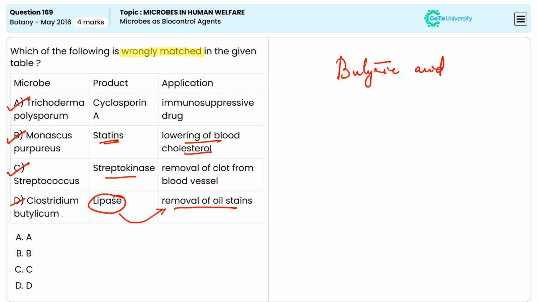Lipase is an enzyme that breaks down fats and oil, and it is produced by other microbes like Aspergillus, Candida, and Pseudomonas, not Clostridium butylicum. So that means here the final option D is incorrectly matched. The correct answer will be option D.